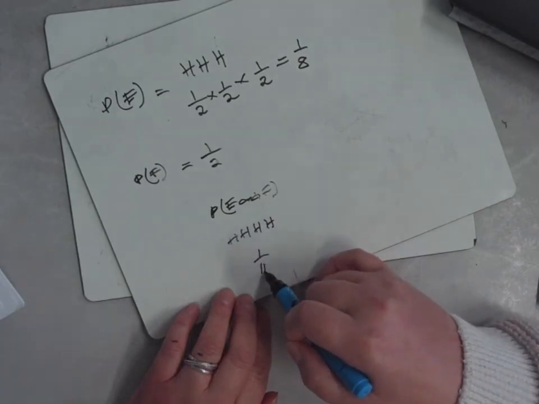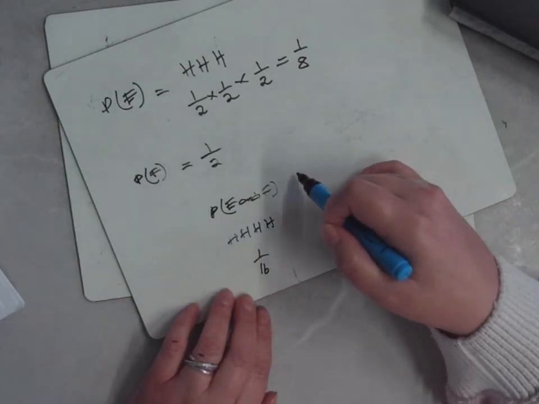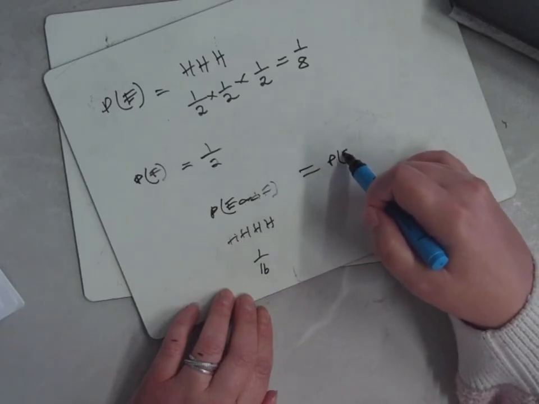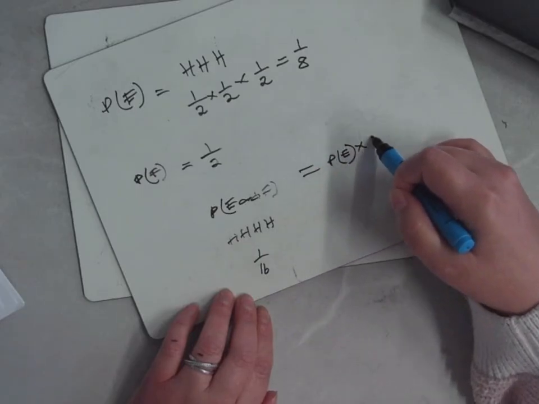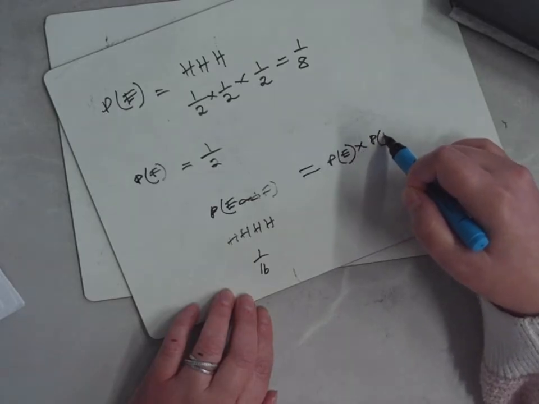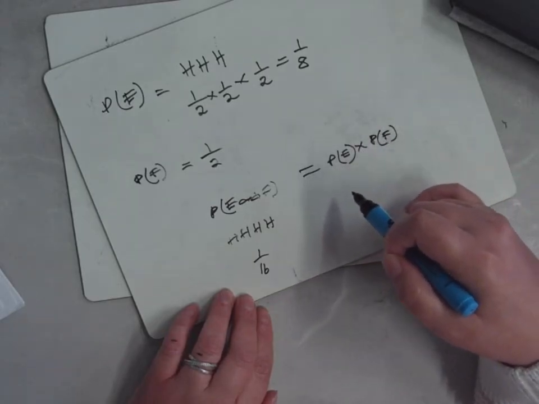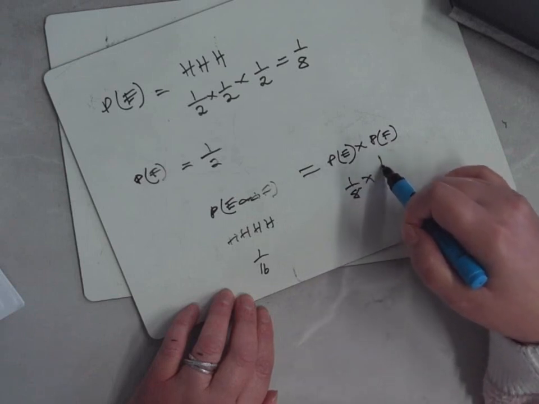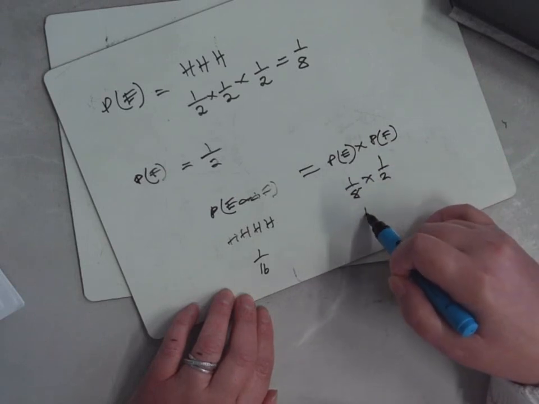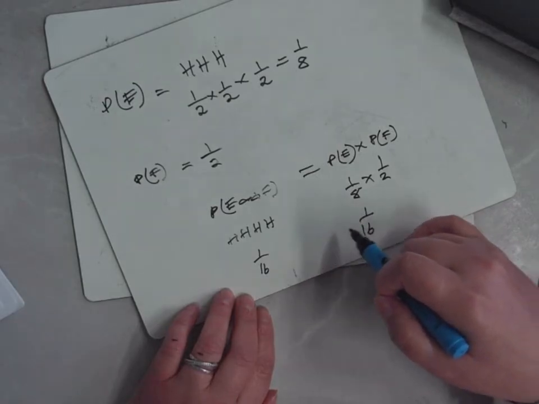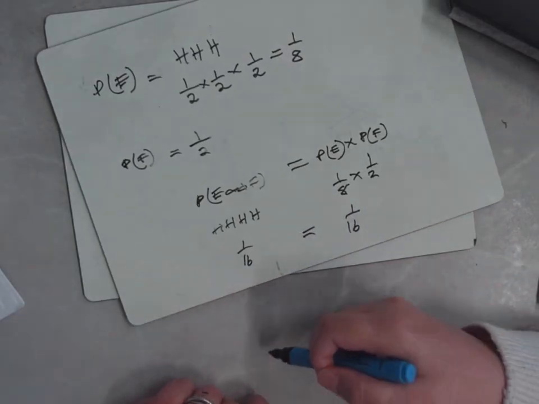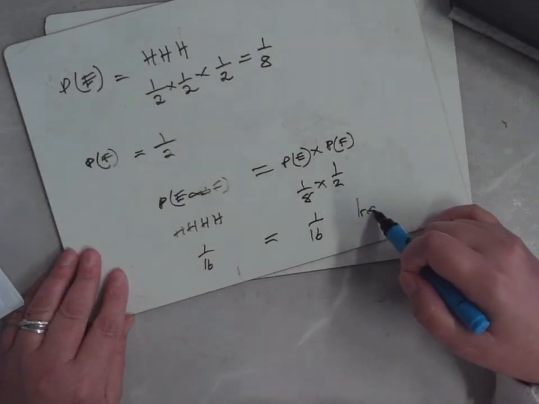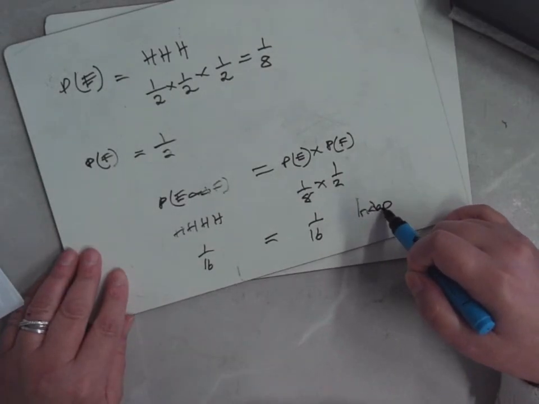Wouldn't it be a half by a half by a half by a half? Show that that's the same as the probability of E multiplied by the probability of F. So the probability of E you worked out to be 1/8, the probability of F you worked out to be a half, and that's 1/16. You've got the same answer for the 2 of them, so that proves they're independent.